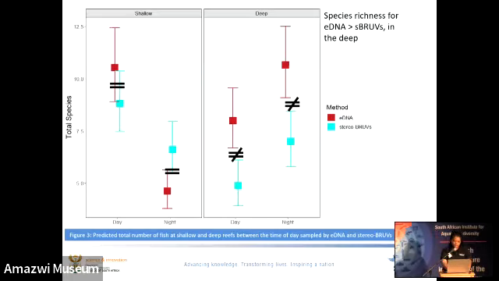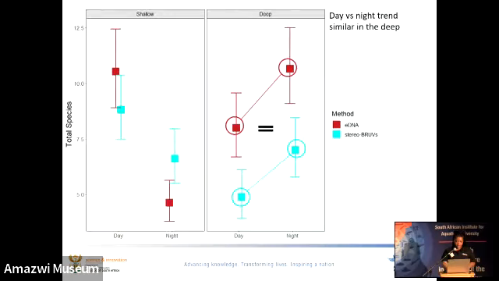So we see for species richness that environmental DNA obtained higher total species richness compared to stereographs in the deep. The pattern observed from day to night, the trend, is basically similar for eDNA and stereographs in the deep zone, and not so much in the shallow.